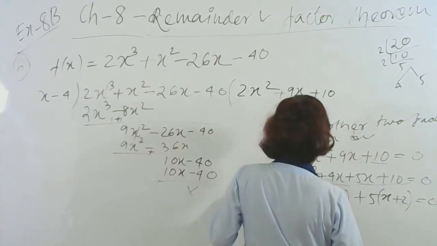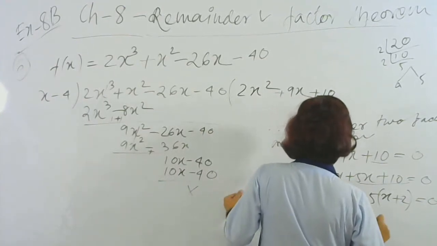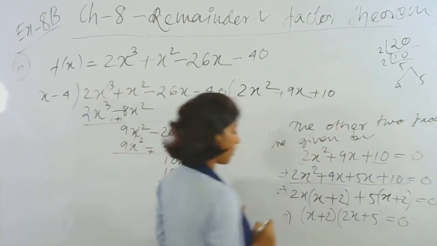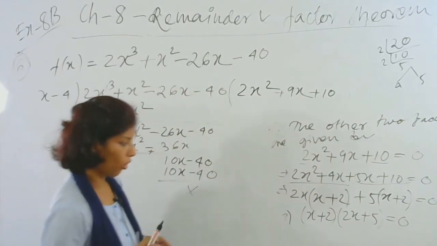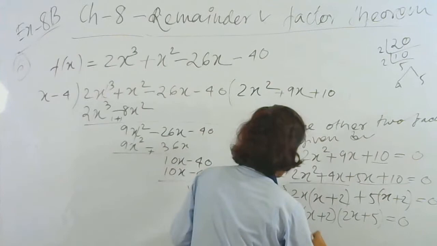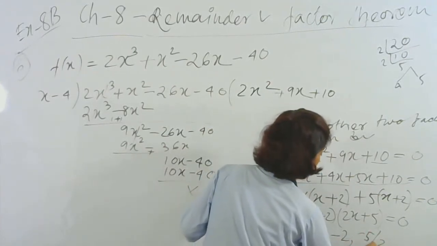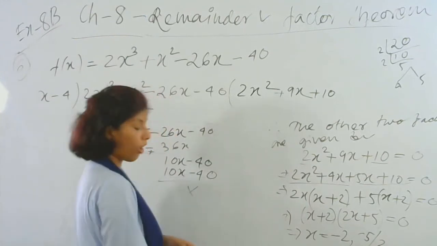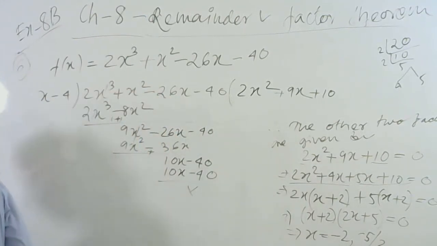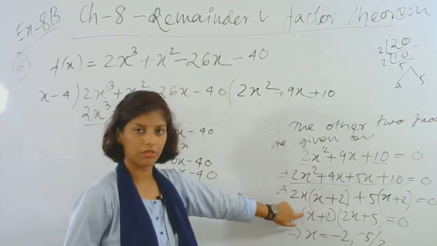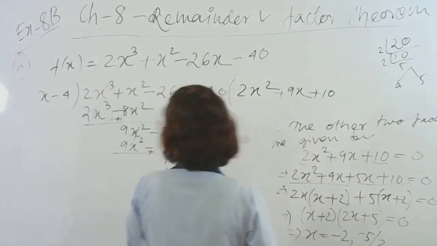Then I get x plus 2 and 2x plus 5. If I take x plus 2 common, then from here what do I get? x equals minus 2, the other will be minus 5 by 2. Or what did they ask you in the question? They are asking you to factorize. So this is the factorization: x plus 2 into 2x plus 3.